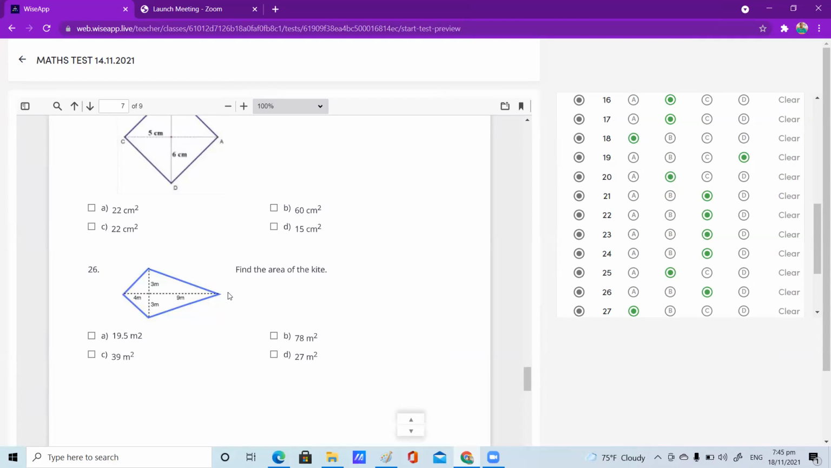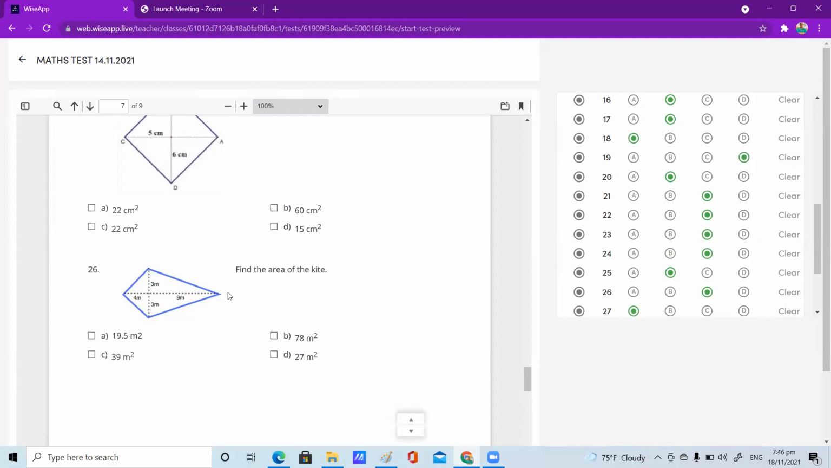Yes, ma'am, I got the same. Area of kite is equal to PQ by 2. Okay, base into height. He is giving a wonderful idea here. I am dividing into two equal triangles, ma'am, so the base is 6 meters and the height is 4 meters for the small triangle. And same for the big triangle, height is 9 meters as well as the base is 6. Half base into height. Half of 4 means 2, 2 into 6 means 12.